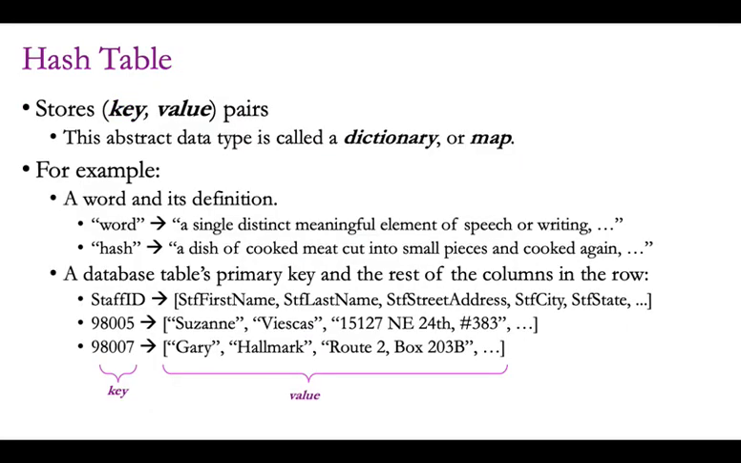So you could have a list of English words and their definitions stored in the table, or you could have a table in a database where you want to store every record, and the primary key is the key, and the value is the list of all the column values. Either way, you can think of those as keys and values. To find the data, you supply the key, and somehow that gives you the value.